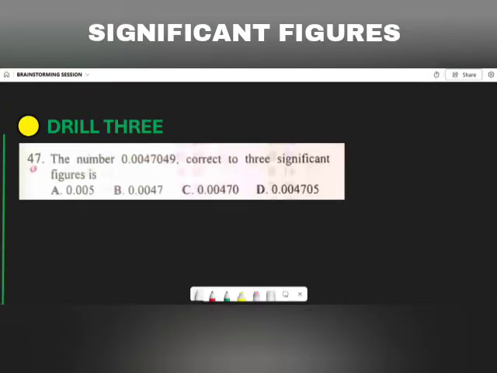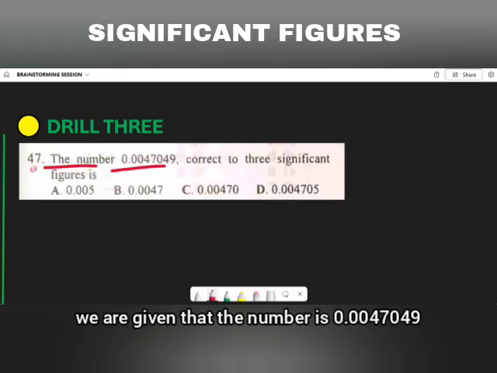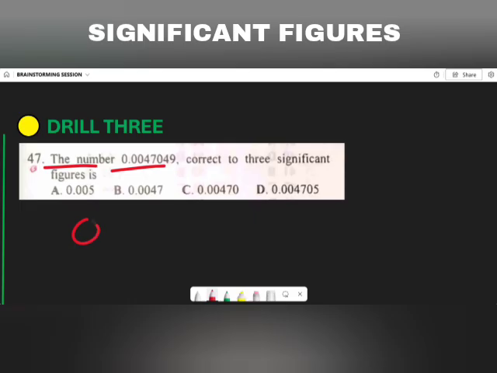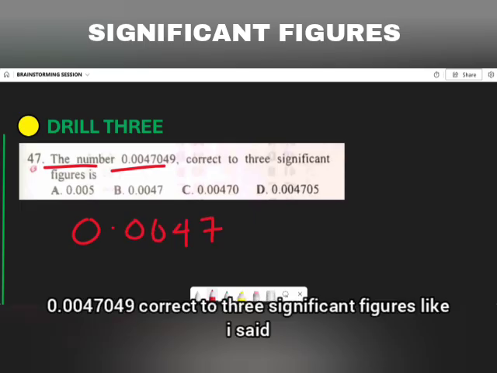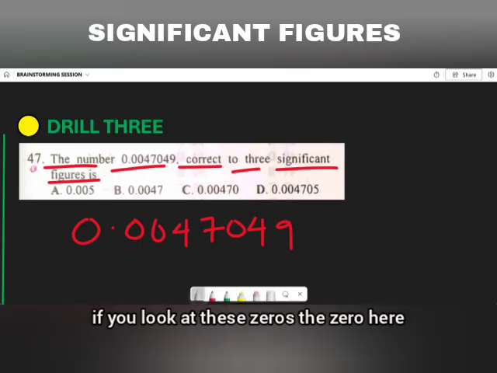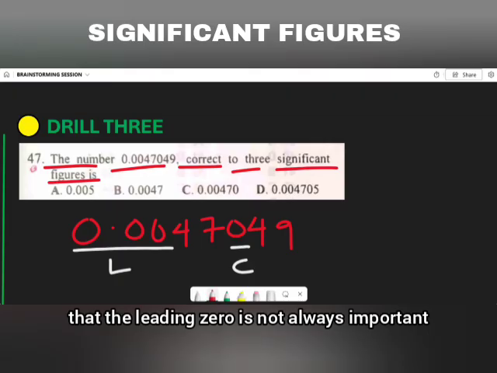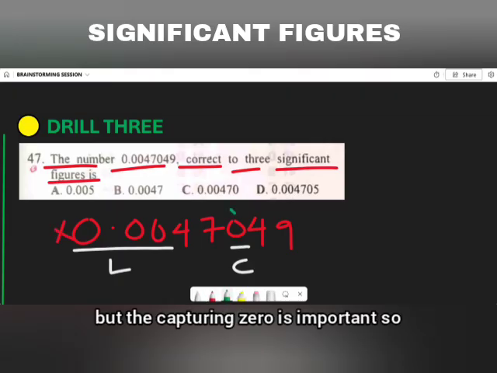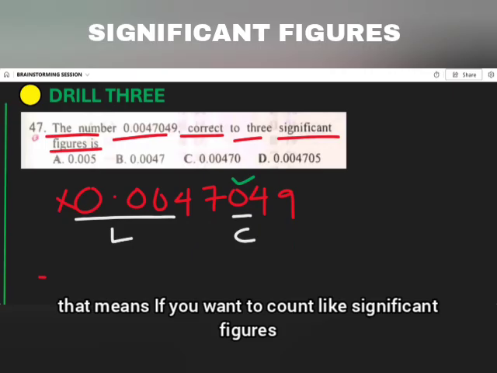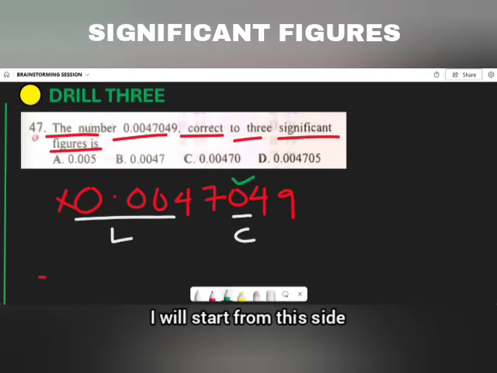Coming down to the question, we are given that the number is 0.00470490, correct to 3 significant figures. Like I said, the zero here is called the leading zero, and the zero here is called the captured zero. I told you in my class that the leading zero is not important, but the captured zero is important. So if I want to count my significant figures, I will start from this side. This is 1 SF, this is 2 SF, while the zero here is important, I'll call it 3 SF.